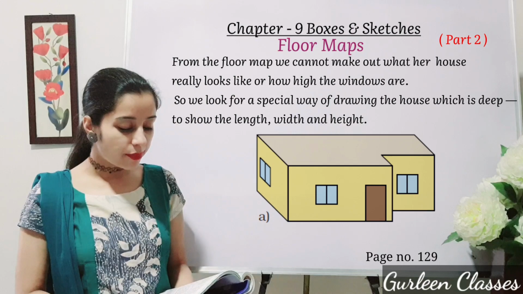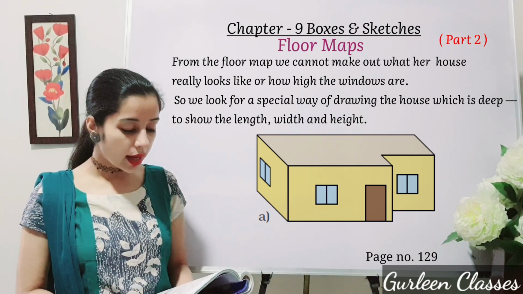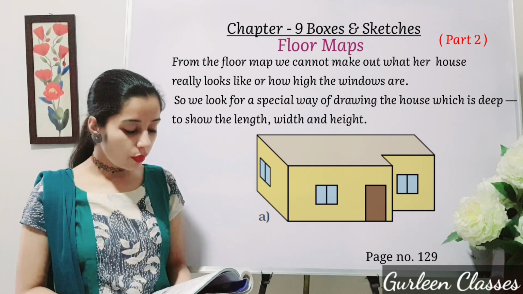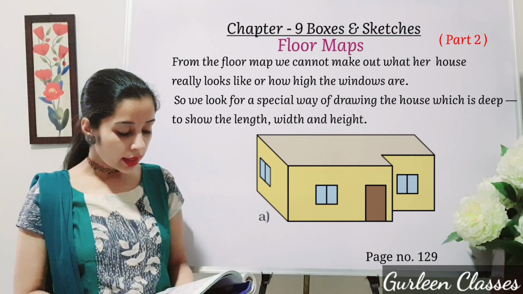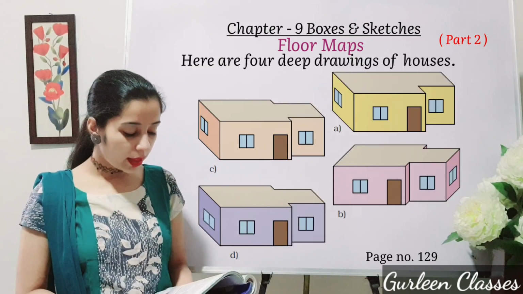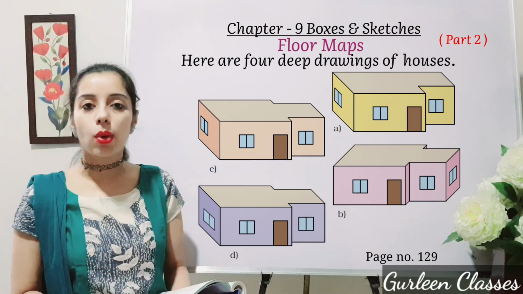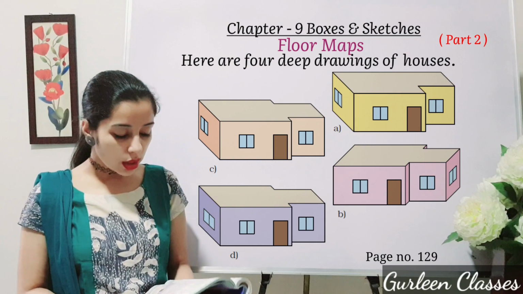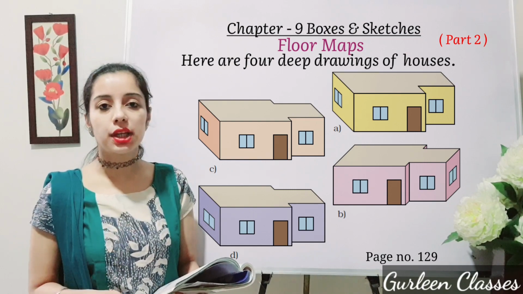From the floor map, we cannot make out what her house really looks like or how high the windows are. So we look for a special way of drawing the house which is deep to show the length, width and height. Here are 4 deep drawings of houses. So students, here you can see 4 deep drawings of houses. So now we have to tell which one is Vibha's house. So now let us do this question through screen.